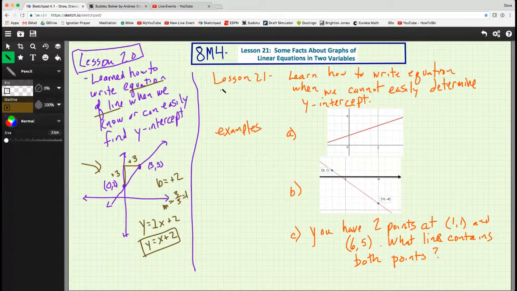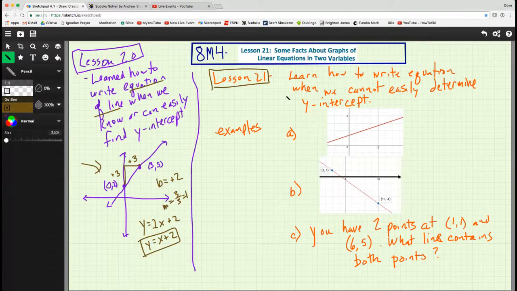Now we're going to take one step more tricky, but if you remember our rules, this shouldn't be that much more difficult and should be equally fun, because math is fun. So in lesson 21, we learn how to write equations when we cannot easily determine the y-intercept.